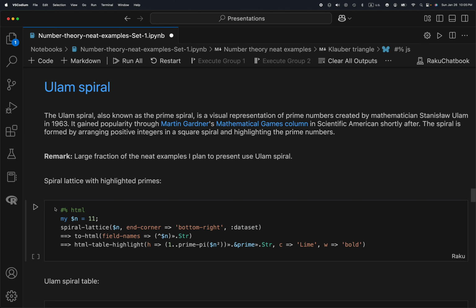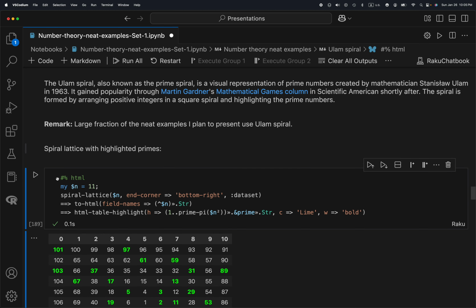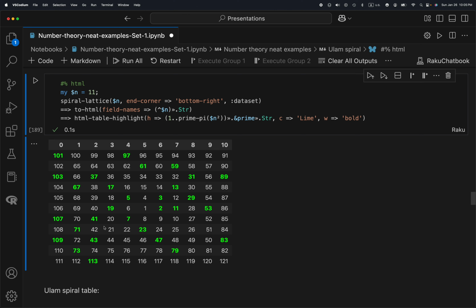Also to Russian, of course. So anyway, here is the Ulam spiral. You see we start in the center and then we kind of go like this, and then we mark the primes. Spiral lattice is provided by math number theory utilities, and I can actually specify where I want the spiral to finish.